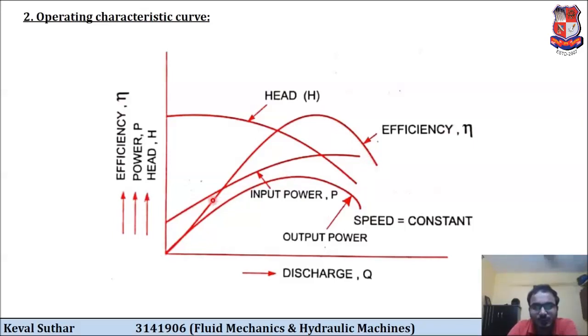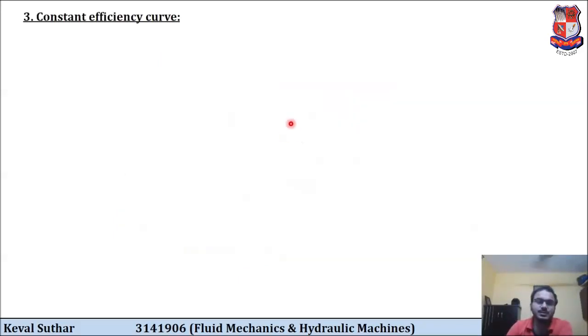Then the next is input power. As Q increases, input power increases. Then the last is output power. As discharge increases, output power increases, reaches a maximum value and then starts decreasing. So while getting all these curves in the operating characteristic curve, we have kept speed constant. Now the next is the constant efficiency curve.